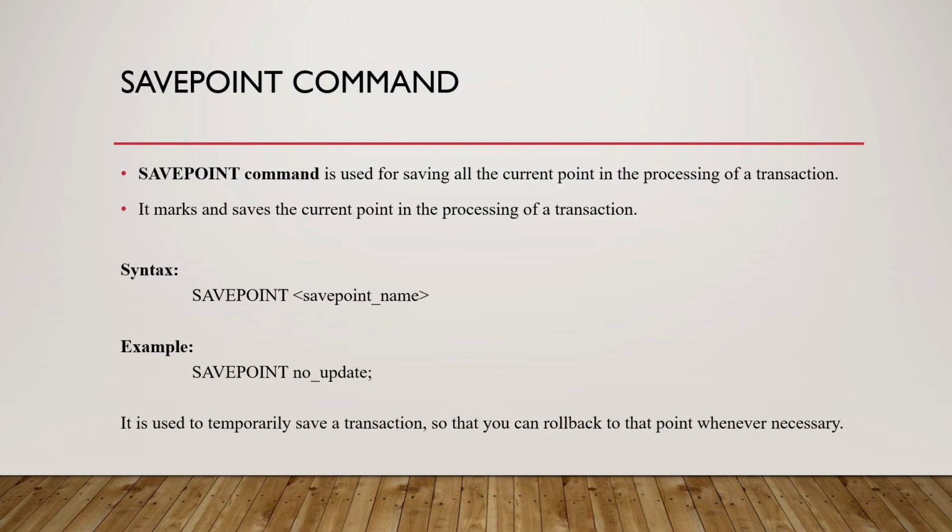And next one is savepoint command. Savepoint command is used for saving the current point in the processing of transactions. It marks and saves the current point in the processing of a transaction. Syntax: savepoint name. Example, savepoint no_update. It is used to temporarily save a transaction so that you can roll back to that point whenever necessary.